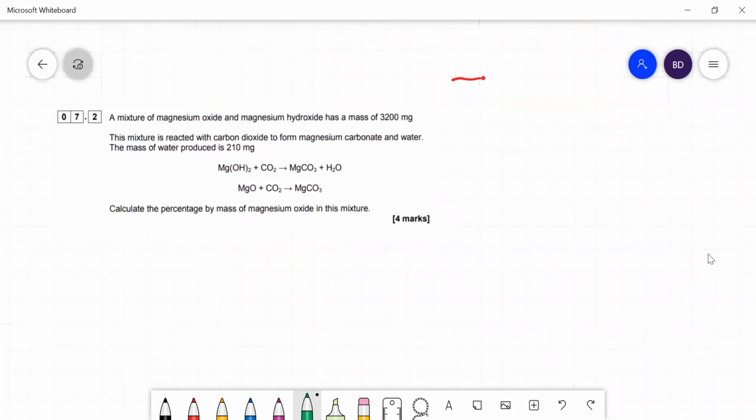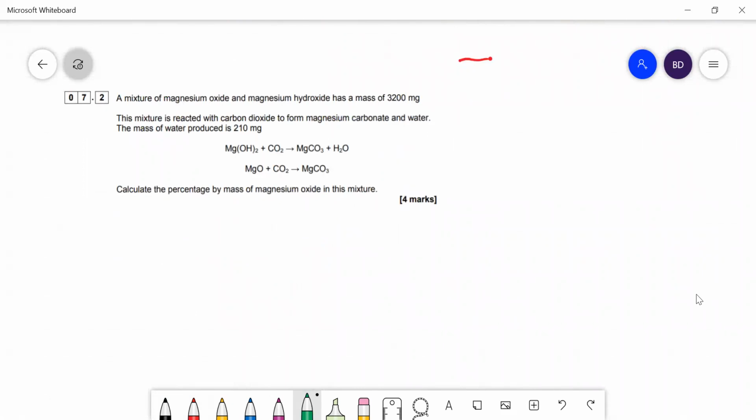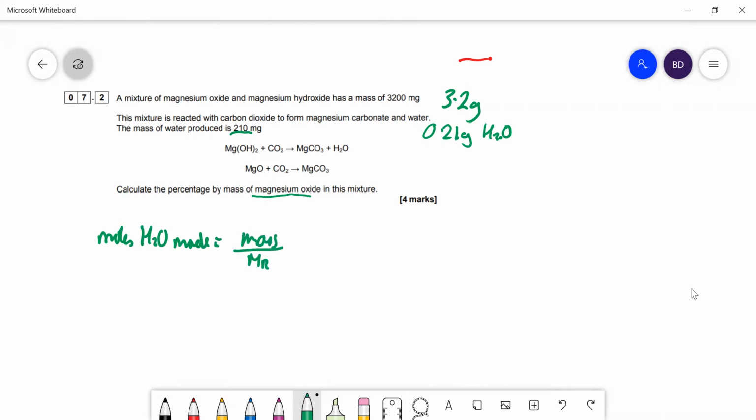All right, calculation now. A magnesium oxide and magnesium hydroxide mixture has a mass of 3,200 milligrams, so that's 3.2 grams. It's reacted with carbon dioxide to form magnesium carbonate and water. And the amount of water you make is 210 milligrams, which is 0.21 grams of H2O. Calculate the percentage mass of magnesium oxide. So let's find out the moles of water first of all. The moles of H2O made is equal to mass over Mr. The mass of water is 0.21 over 18, the Mr of water. That gives us a number of moles of 0.01167.